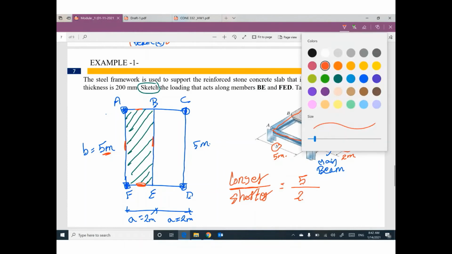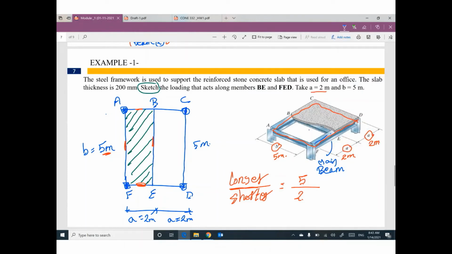So which one is surrounded by 4 beams? This one, and this one, and this one, and this one. So we have this rectangle. This rectangular shape has a dimension of 5 and 2 meters. So the longer divided by shorter is 5 divided by 2 equals 2.5. I believe 2.5 is greater than 2. So we have a one-way slab.